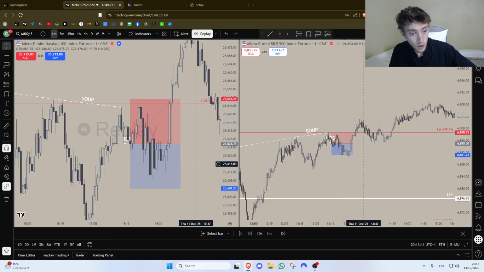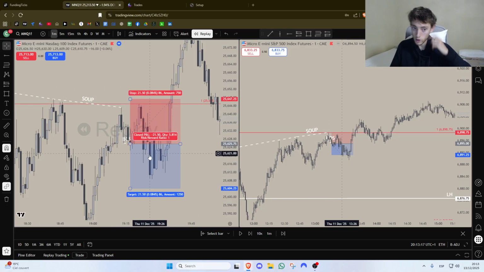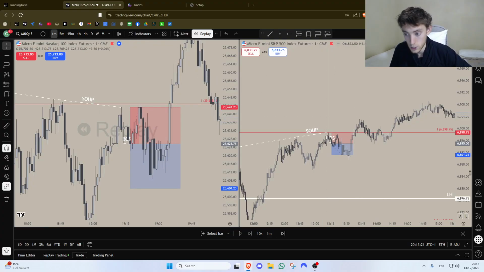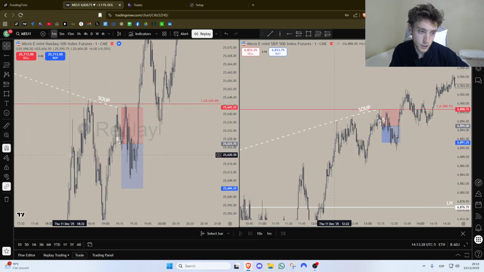That is, if you don't put your stop at the nearest high of the soup, you won't get stopped out as much, but you won't get your 1-to-1. Whereas when you put it to this one, you get your 1-to-1 way more because it's obviously a lower stop loss, which means your take profit doesn't have to be as far from your entry.